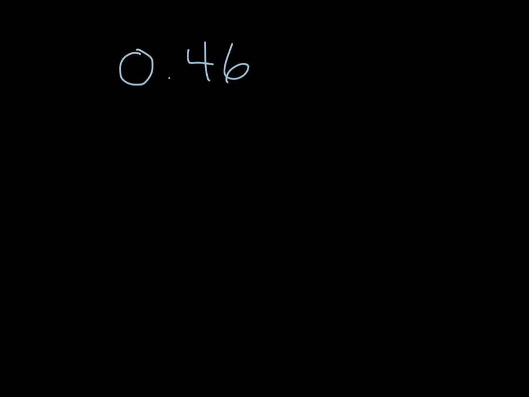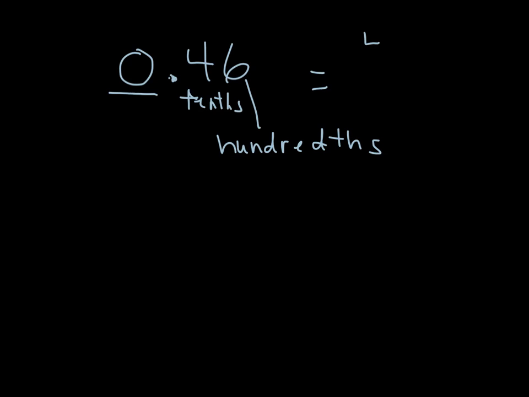When we have no whole numbers, we represent 0 in the ones place. Remember, ones are our anchor, and even if we don't have any whole numbers, we still have to place the 0 there. We would pronounce this, since this is our tenths place, and this is our hundredths place, as 46 hundredths. Now that sounds exactly like a fraction. They're pronounced the same way, and we can write it both in decimal form and in fraction form.